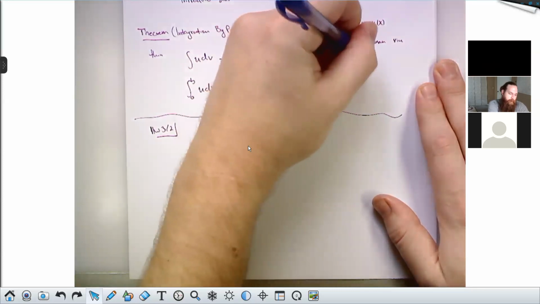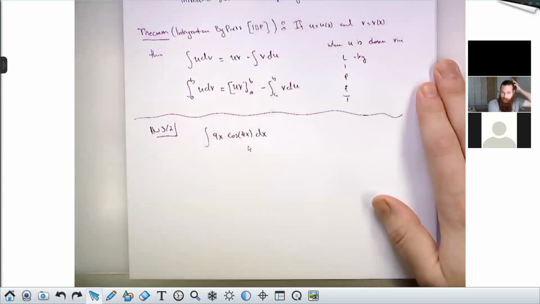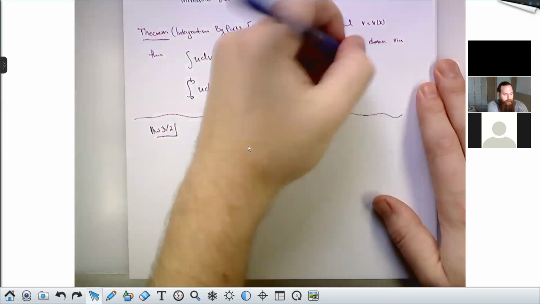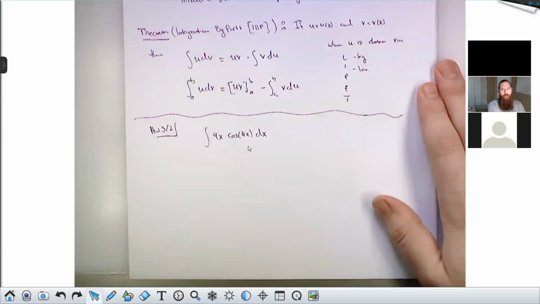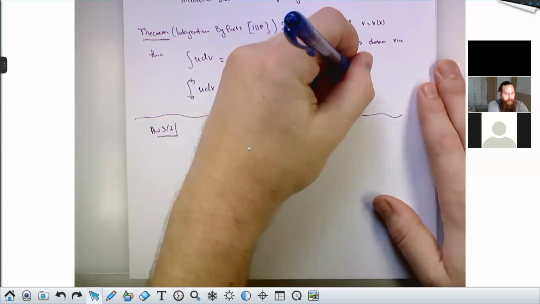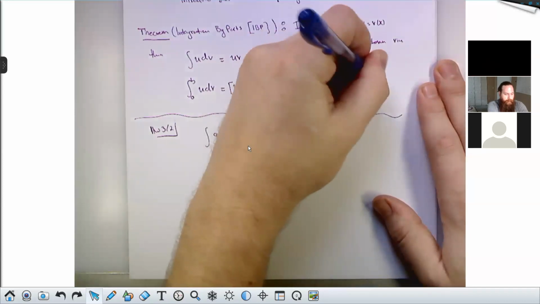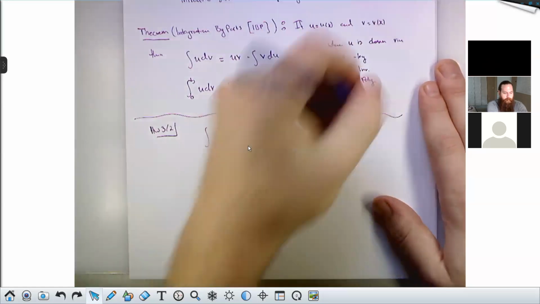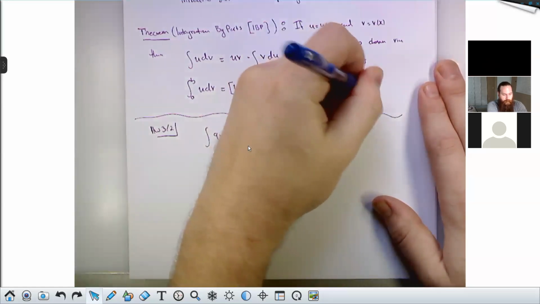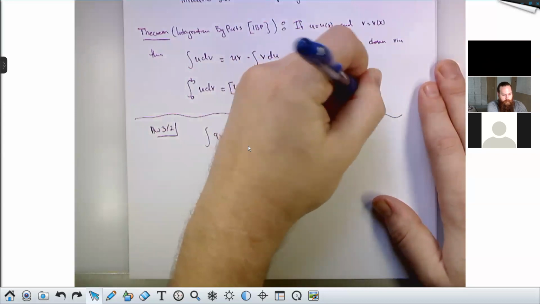Remember how this works. If you have any logs in your integral, you should choose that for u and everything else for dv. If you don't have any logs, but you do have some inverse functions, then you should choose that for u and everything else to be dv. If you have neither of those, but you do have a polynomial, then you should choose that for u and everything else to be dv, and so on, with the last two being exponential and trig.